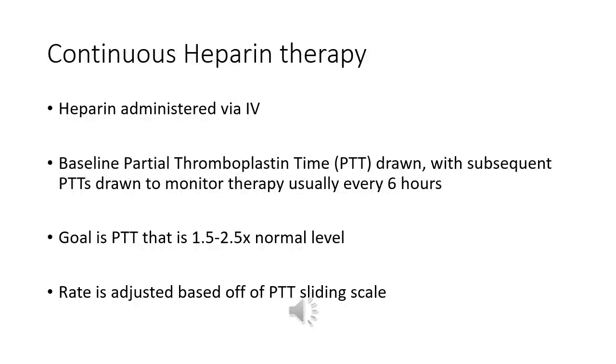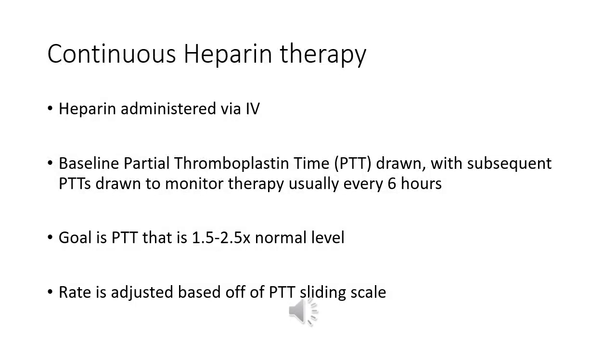Once they've made this order, we're going to draw a partial thromboplastin time, or PTT, which is how we usually measure the effectiveness of heparin therapy. That first PTT is most likely going to be in normal range, and we don't really pay attention to that, it's just to get a baseline. Then every 6 hours following that initial PTT and the initiation of the IV therapy, we're going to draw a new PTT. We want to keep that PTT between 1.5 to 2.5 times the normal level. Again, how much exactly depends on what the physician orders.